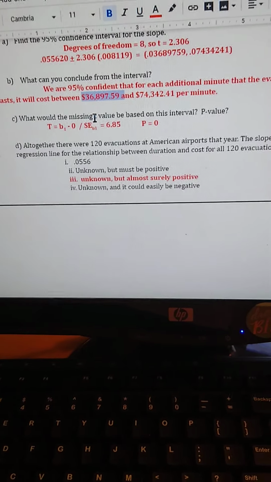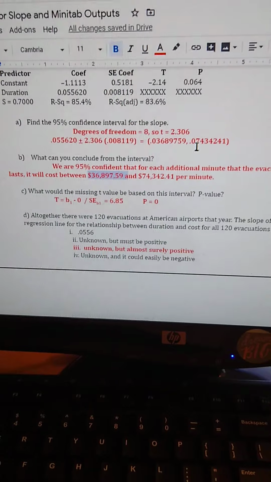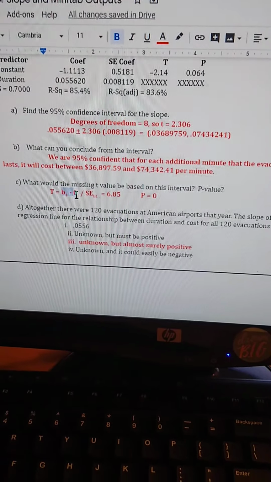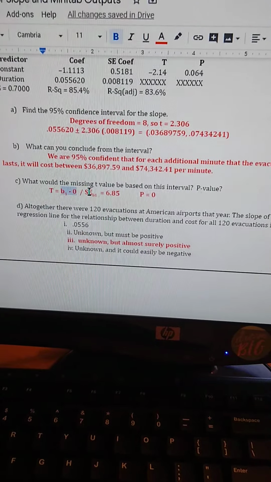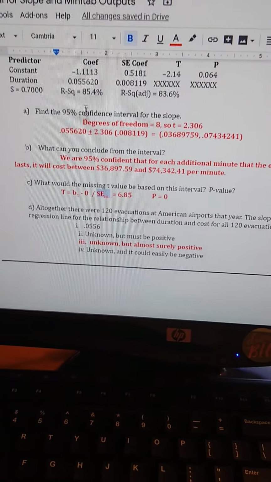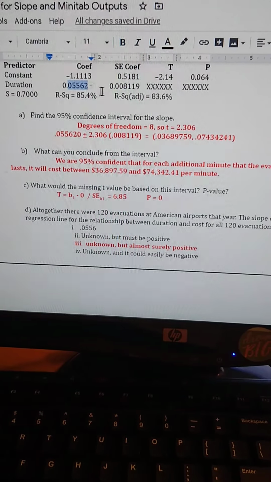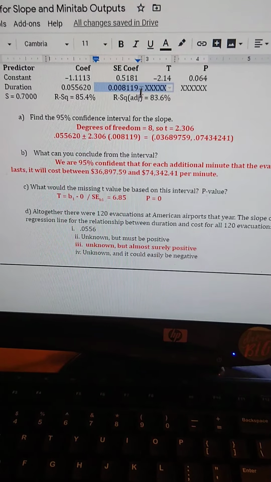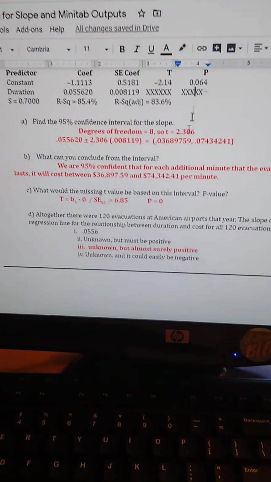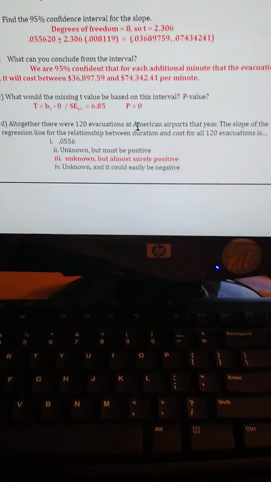What would the missing t value be based on this interval, and what would the p value be? And again, for the t value, we do sample slope minus 0 divided by the standard error. This is just like the formula we used last week. So really, in a Minitab output, you're just taking these two numbers and dividing them. The slope divided by the spread of the slope. Divide those two numbers and it gives me t, 6.85, and then I can figure out p, which in this case would be 0.